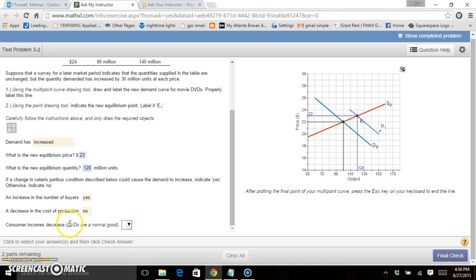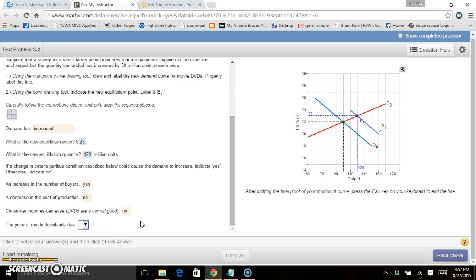Consumer incomes decrease. So if a person's income decreases, does that mean they're going to want more DVDs? Generally, no. If you have less money on you, you're probably going to buy fewer DVDs, right? Especially because it tells us DVDs are a normal good, which means the more money you got, the more of them you want. So the less money means you want fewer.